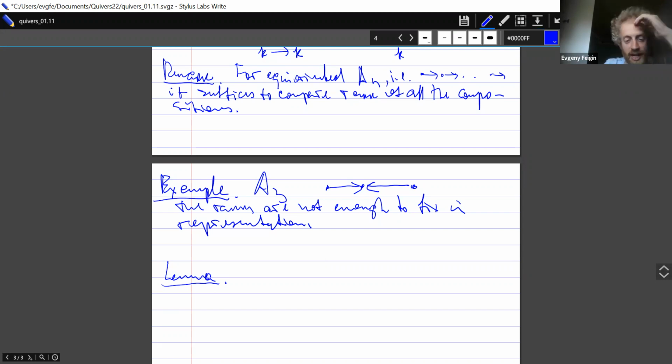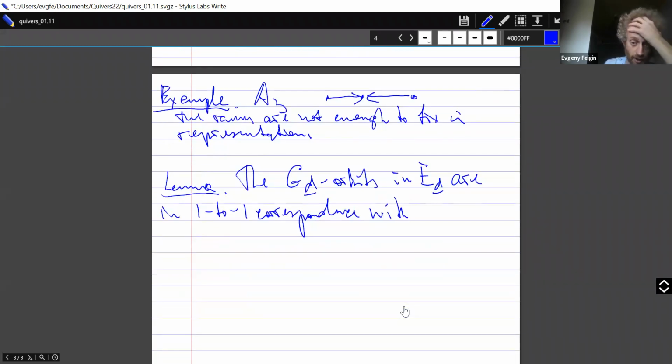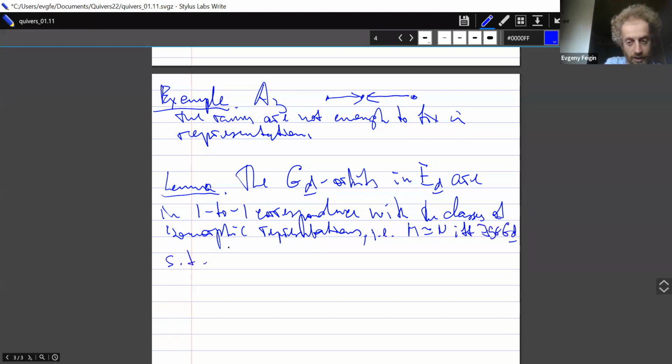So now the lemma says that the GD orbits in ED are in one-to-one correspondence with the classes of isomorphic representations. So in other words, M is isomorphic to N if and only if there exists G in GD such that M is G.